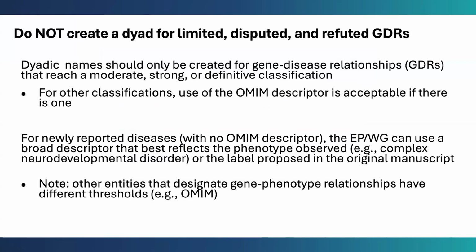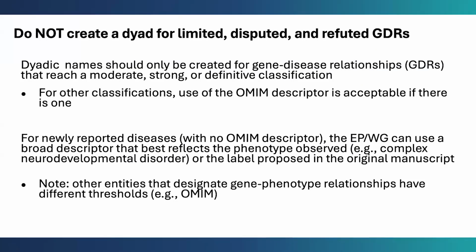Another really key point to all of this is that we are using those classifications again, right? And that inclusion and exclusion of data. And basically our limited classification says there's limited data to suggest this gene is related to this disease. And certainly for disputed and refuted, we're telling you it absolutely is not. So there should not be a gene name in these names at all.